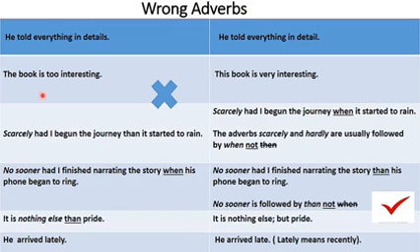The next one: the book is too interesting. Too here is the problem with the sentence, because too is used to show something negative, but you're talking about a book that is very interesting. So the book is very interesting, not too.